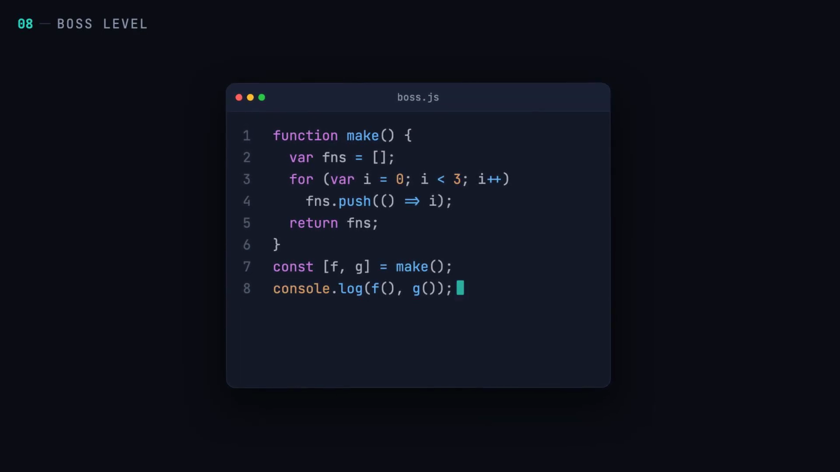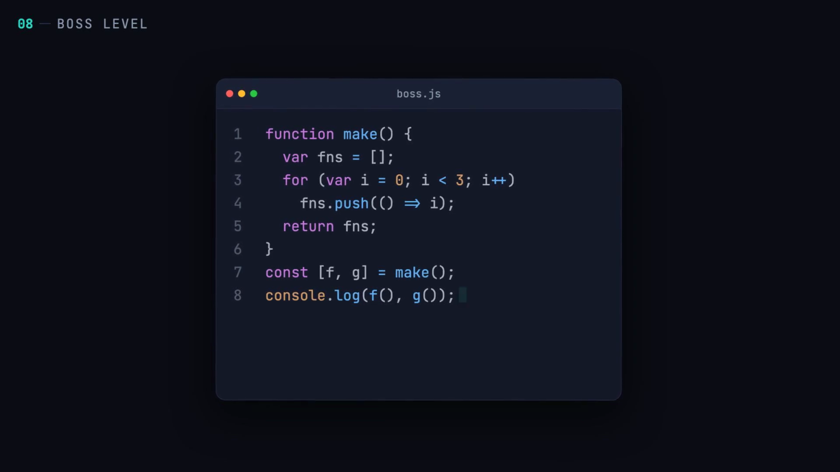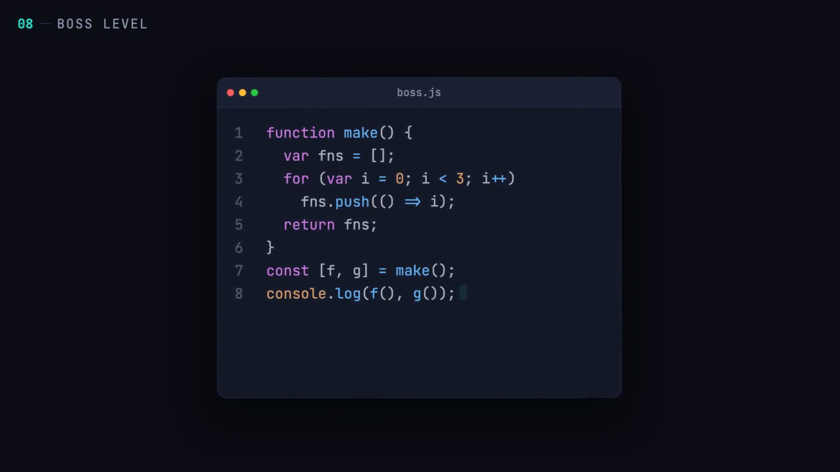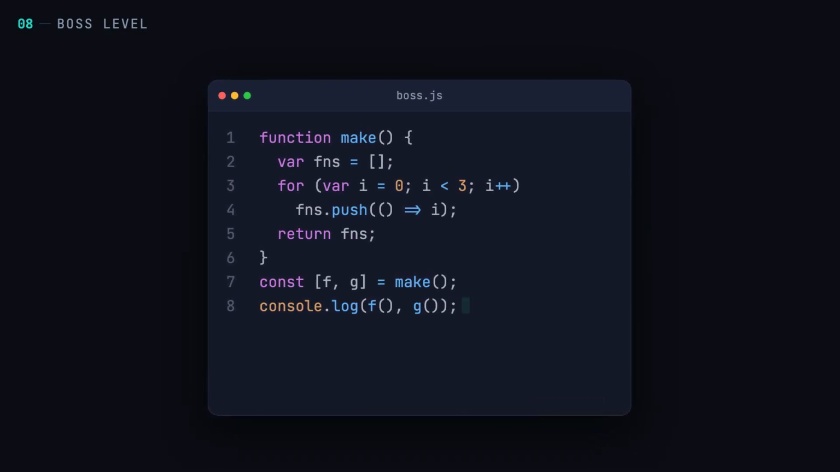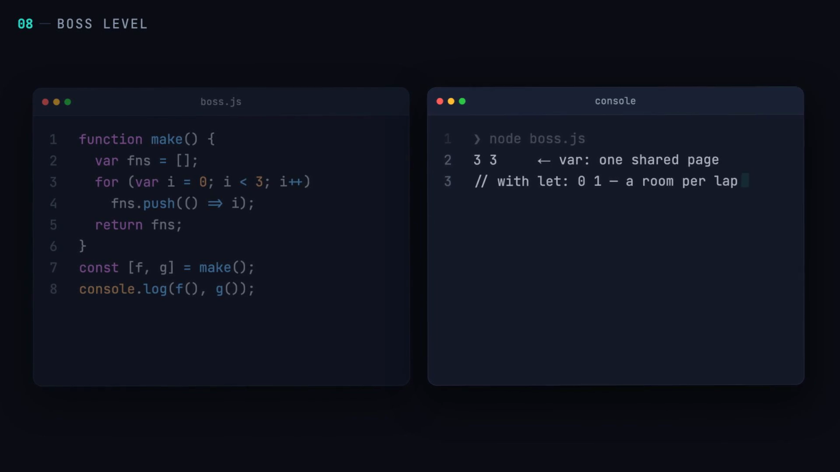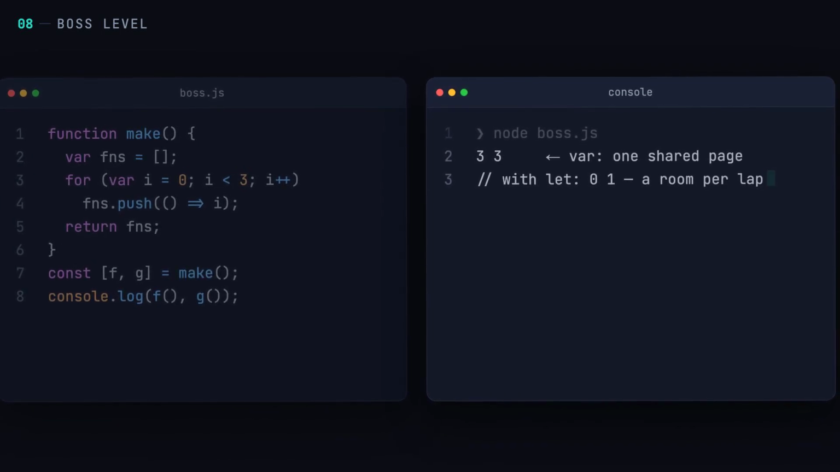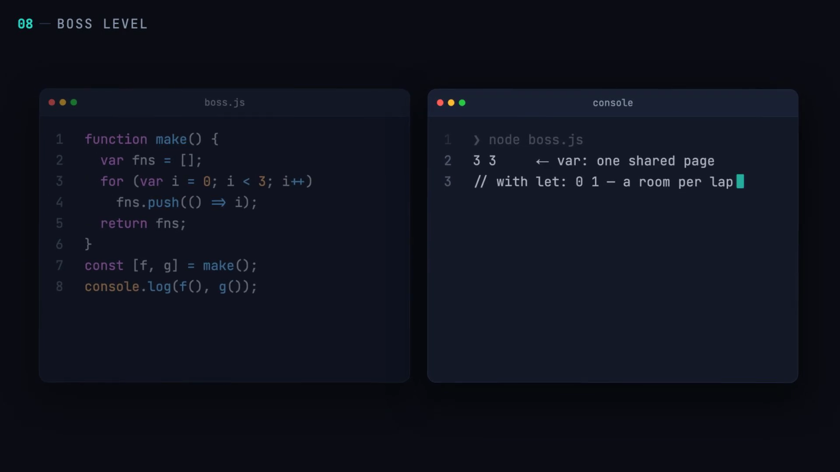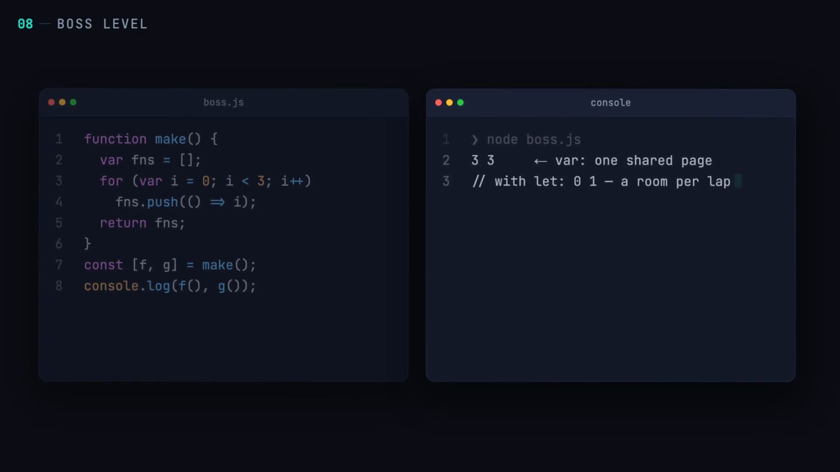Boss level. Straight from real interviews. A factory pushes 3 arrow functions into an array. With var, we grab the first 2 and call them. Pause and predict both numbers. Same room, same page. The loop ended at 3. So 3 and 3. Swap in let and each lap minted a room. 0 and 1. If you called both of those, the backpack is officially yours.